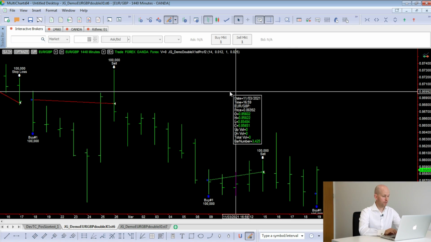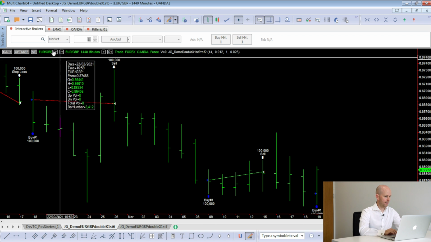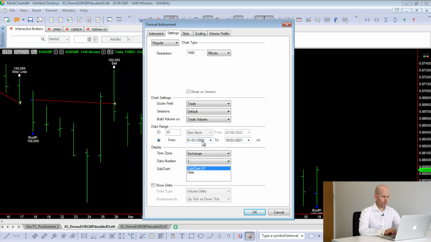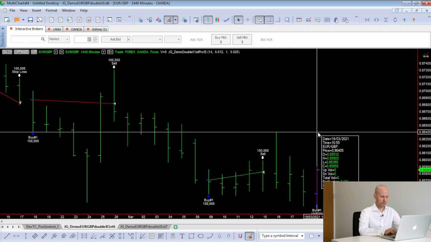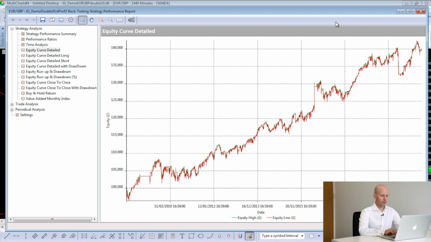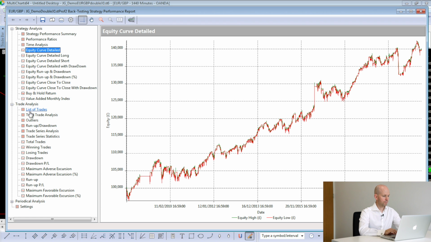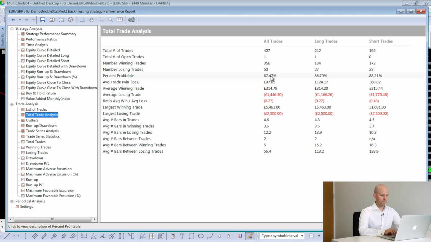On this chart here, we've got data which was equivalent to what we had in the first video from 2008 up until 19th of March 2021, and you can see the last bar is 19th of March. So there's what the equity curve looks like. You'll remember that from the previous video if you've already seen it. We got that high percent profitable, 407 trades. Largest losing trade, that's our stop loss of 250 pips.